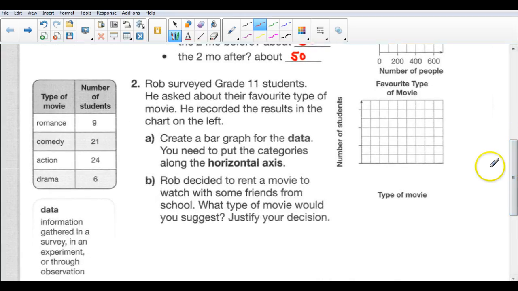Okay, question number 2. Rob surveyed grade 11 students. He asked about their favorite type of movie. He recorded the results in the chart on the left. So type of movie, romance, comedy, action, drama, number of students, 9, 21, 24, and 6.